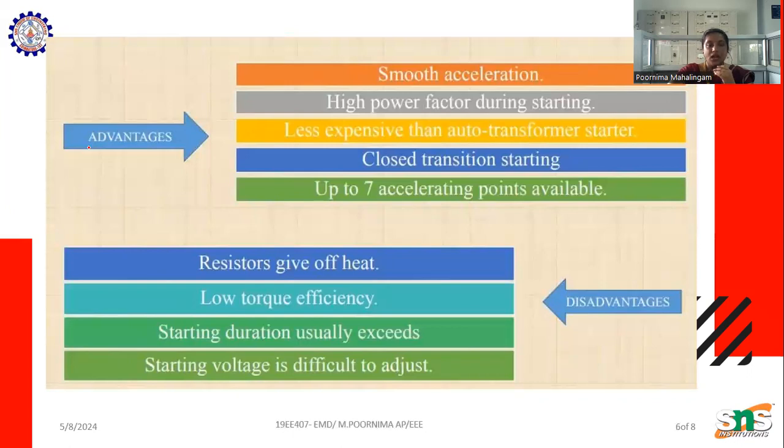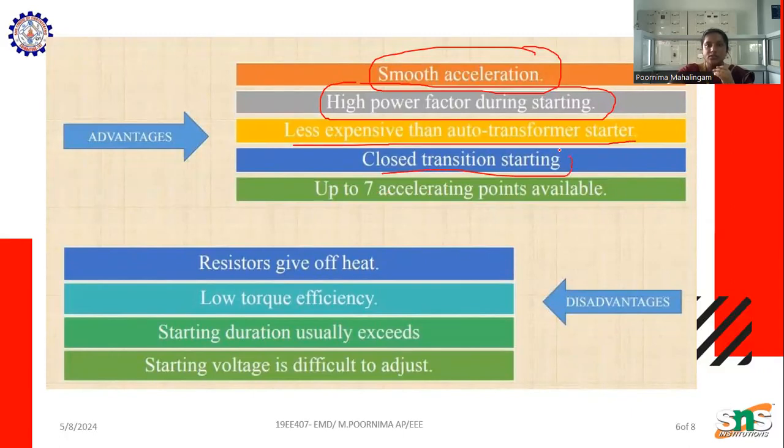Here come the advantages of the starter. The first advantage is that it accelerates smoothly and has a high power factor during starting. It is less expensive than an auto transformer starter, has closed transition starting, and offers up to 7 accelerating points. These are the advantages of the resistor starter.